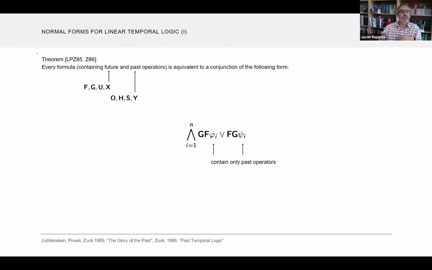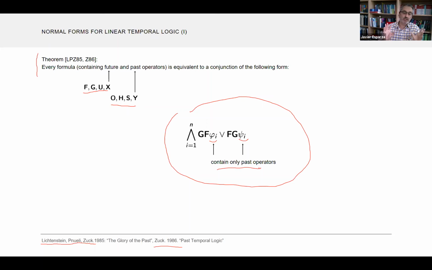So the story starts in the mid-80s, with this paper by Lichtenstein, Pnueli, and Zuck, and also the PhD thesis of Zuck. What they showed there is that every formula of linear temporal logic containing future operators and past operators is equivalent to a formula of this form. You can see it's a big conjunction of formulas of the form GF phi_i and FG psi_i, where phi_i and psi_i contain only past operators. So what they are showing is that the nesting of these future operators can be restricted to 2.